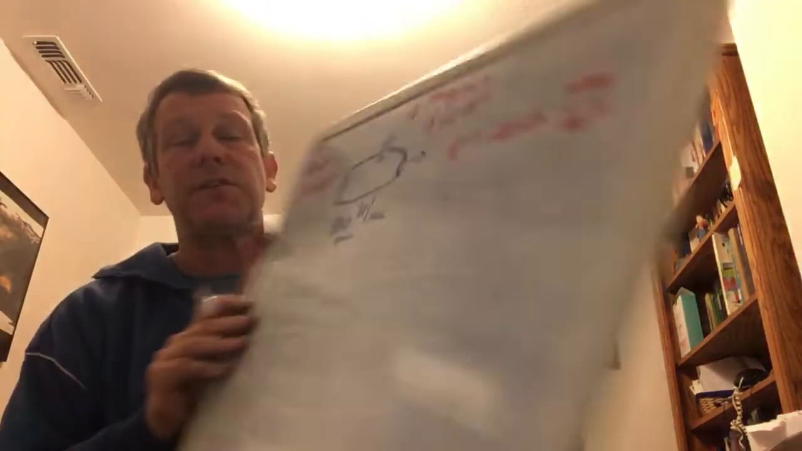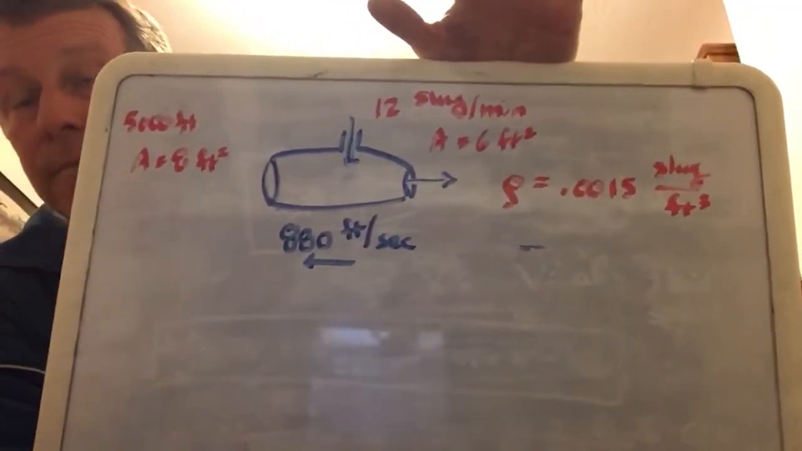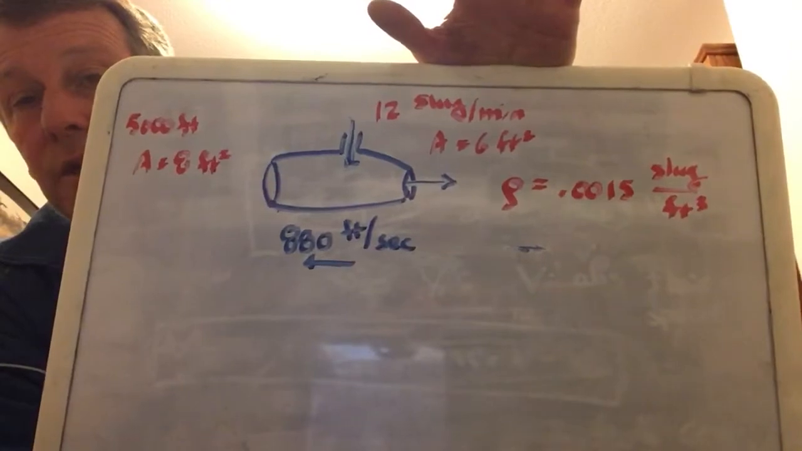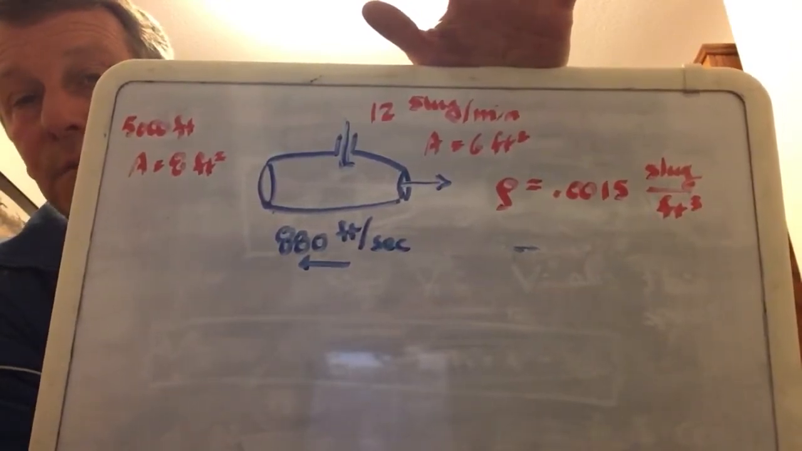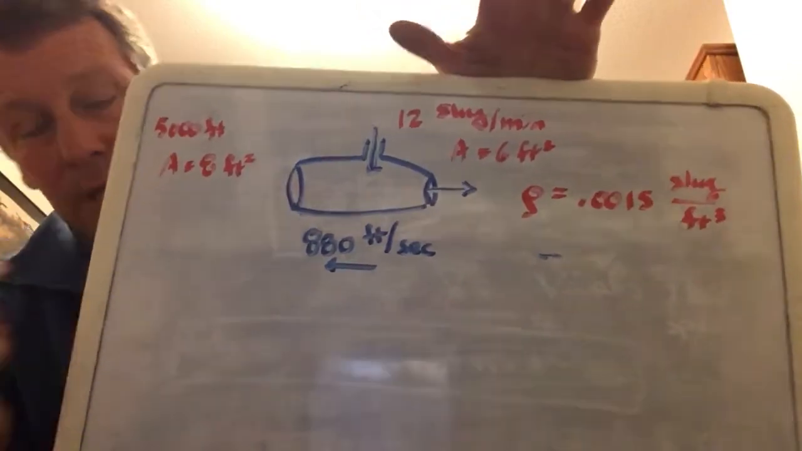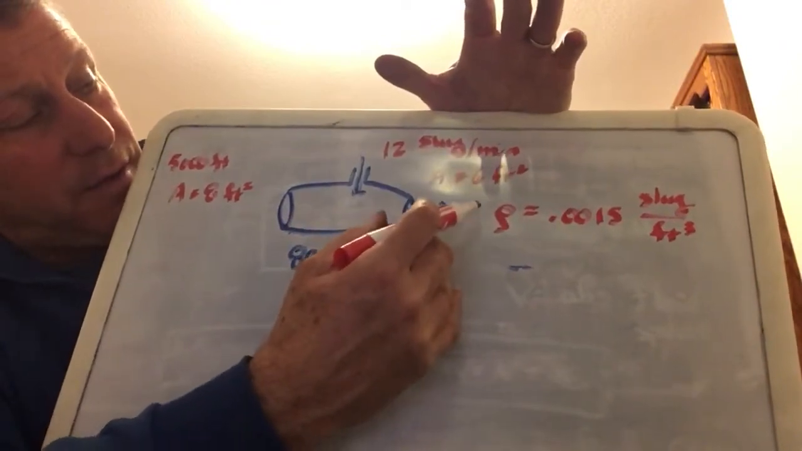So that's actually everything we know. I believe that's everything we need to know to do this problem. We've got the jet engine going 880 feet per second. We've got 12 slugs per minute of fuel coming in. We've got an inlet area of 8 square feet, and an outlet area of 6 square feet.